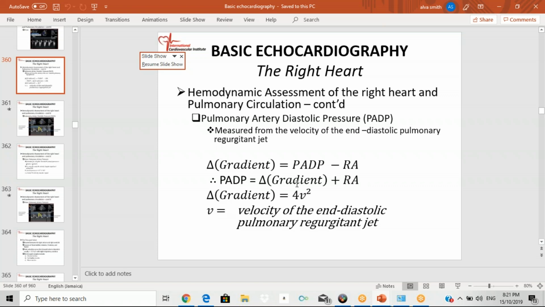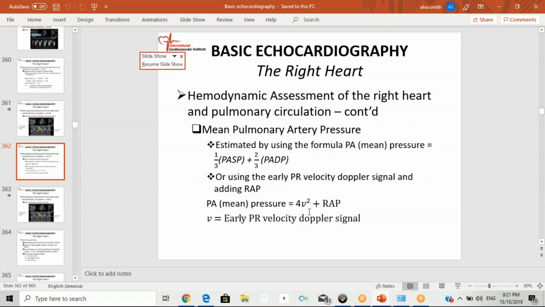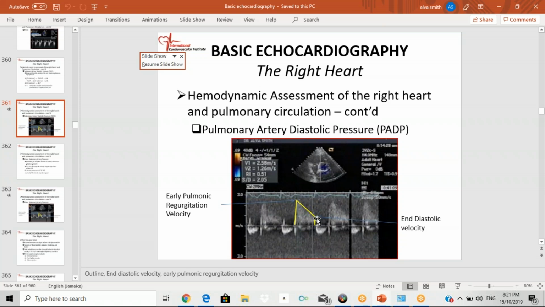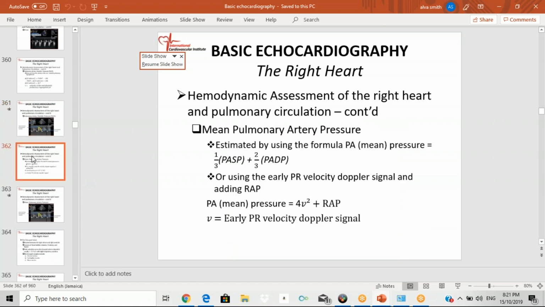Gradient again is equal to 4v squared. It's the end diastolic velocity, and we showed you how to do that. So this is the velocity. In writing up a report, you can give not only the PA systolic pressure, you can also give the PA diastolic pressure. Now, we went on to discuss the mean pulmonary artery pressure because it's more accurate.